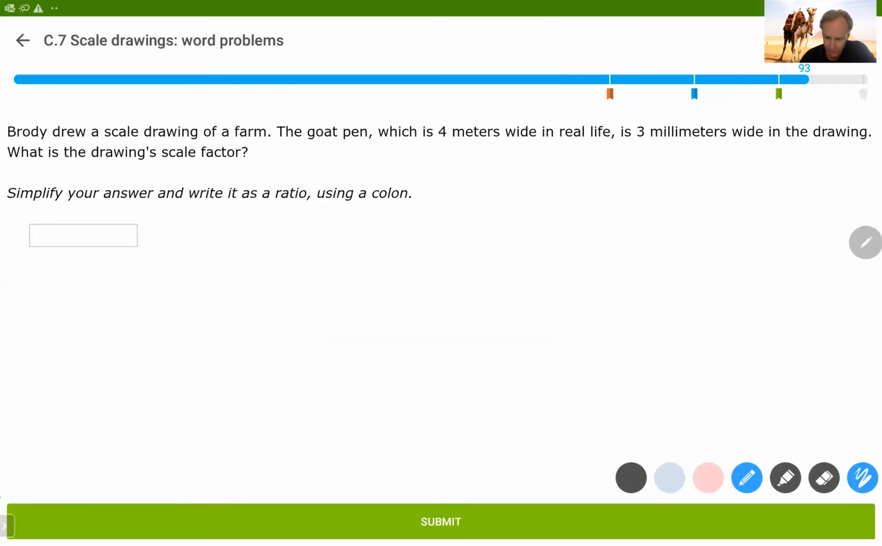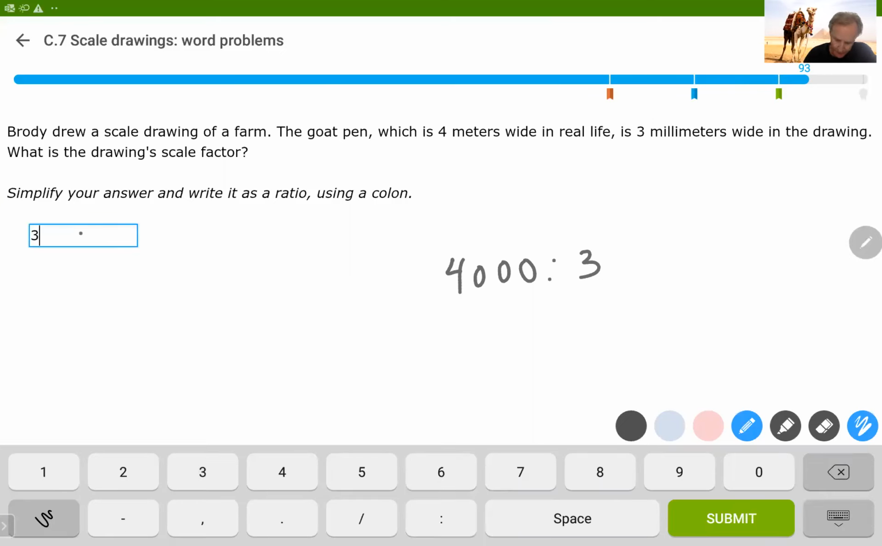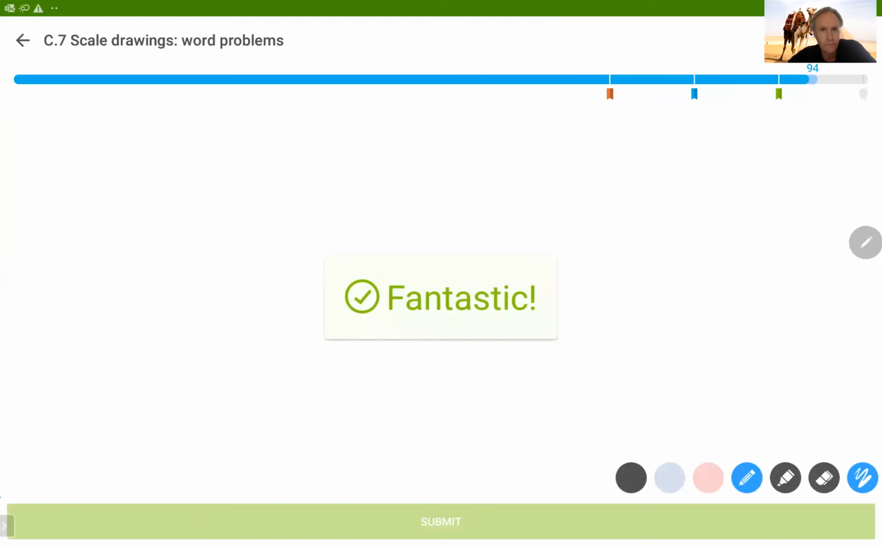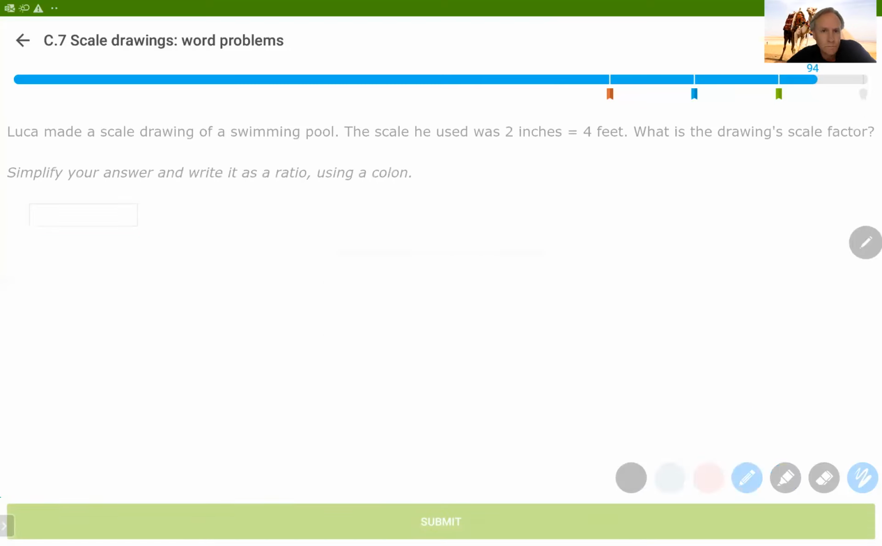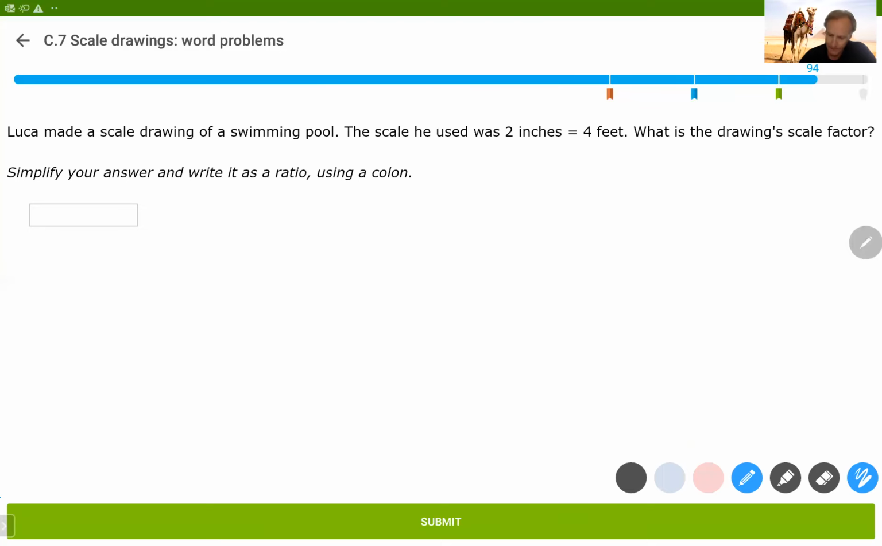That's 1 to 60. I just multiplied by 12 to get 60 inches. 4,000 to 3. But they want me to write it the other way around. So I'm going to write it as 3 to 4,000. There is no divisor for 4. 3 does not evenly divide into 4,000. Two inches to 4 feet. That's going to be 2 to 48. And we divide by 2 and get 1 to 24. All I did was multiply by 12.